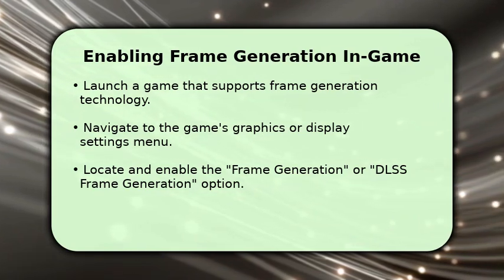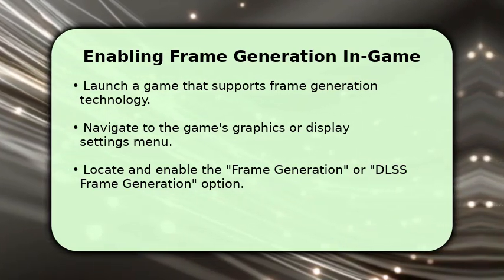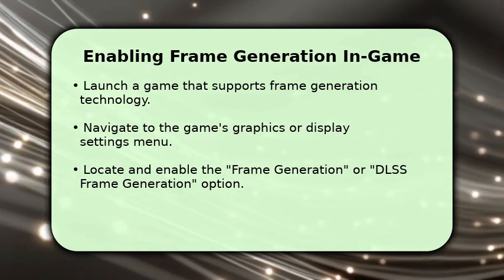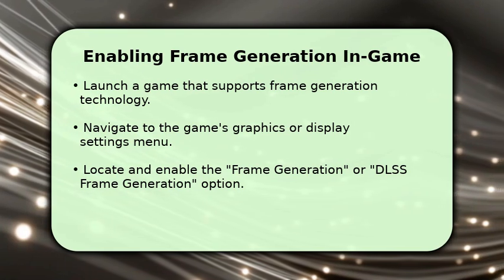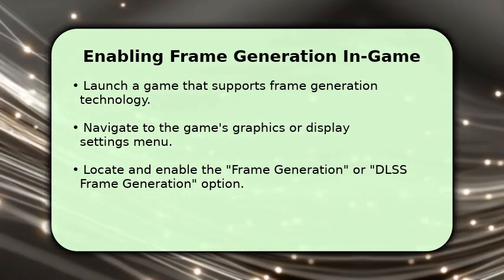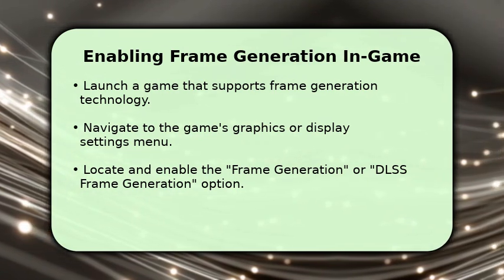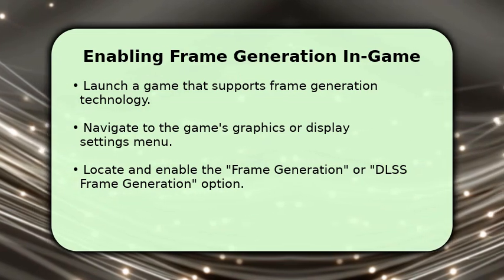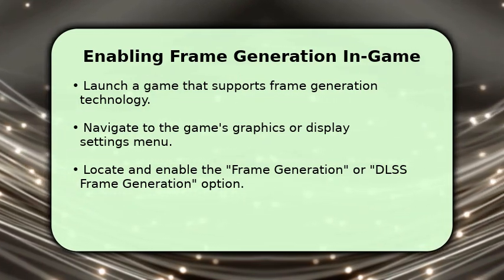First, launch a title that supports this advanced technology. Once in the game, access the graphics or display settings from the main menu. Look for an option labeled Frame Generation or DLSS Frame Generation. Enabling this setting will activate the feature, and you should immediately notice a smoother visual experience. Remember to apply your changes.